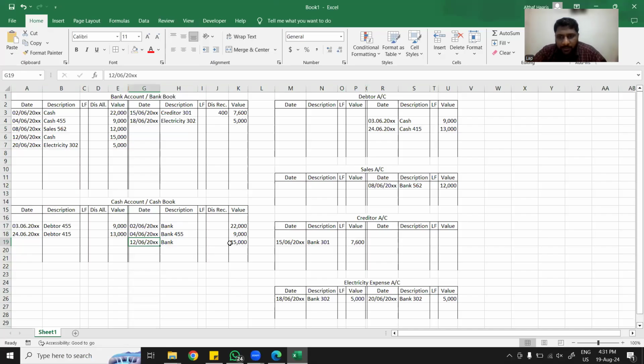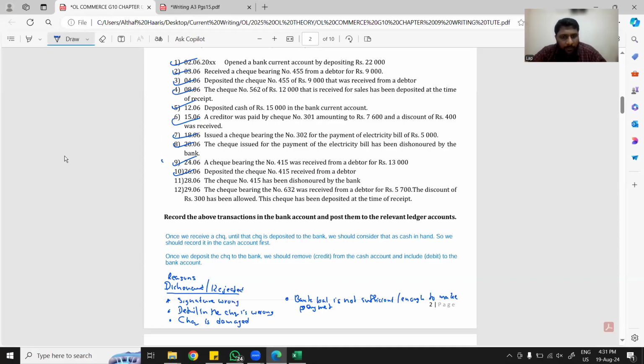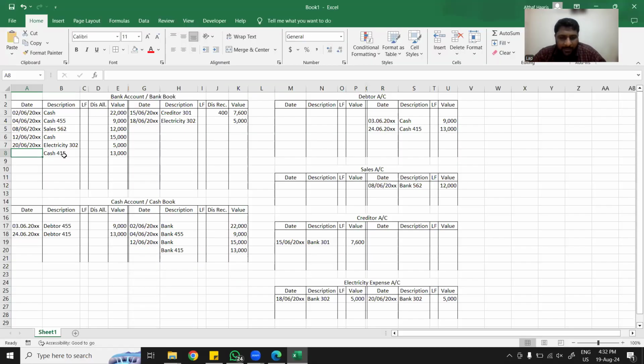So remove that check. Remove that check from the cash account and put it to the bank account. 13,000. 13,000. Bank 415. Cash 415. The date is 28/6.